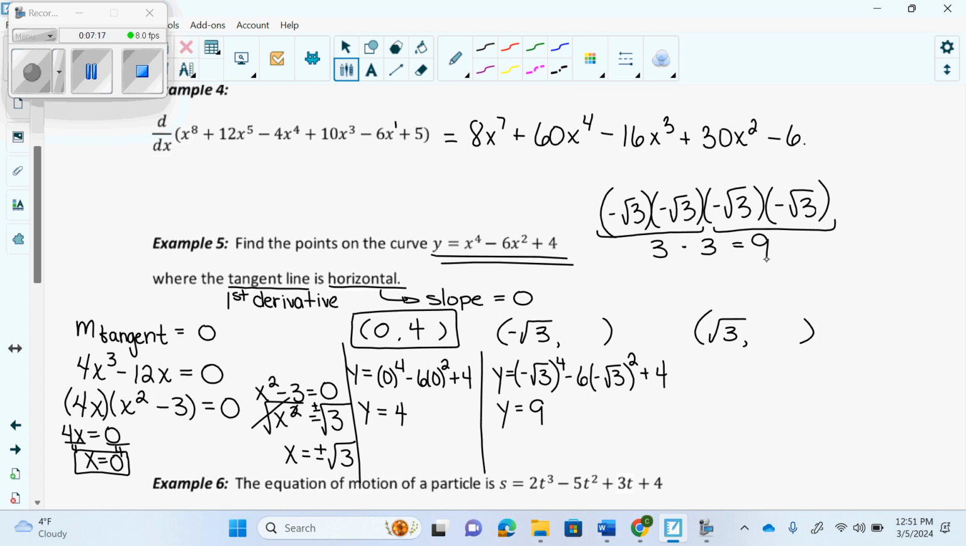Okay, minus 6. This one's easier. The square squares the negative, makes it positive. Squared squares the square root. I'm left with a 3 plus 4. So I'm going to get 13 minus 18. What's that? Negative 5.